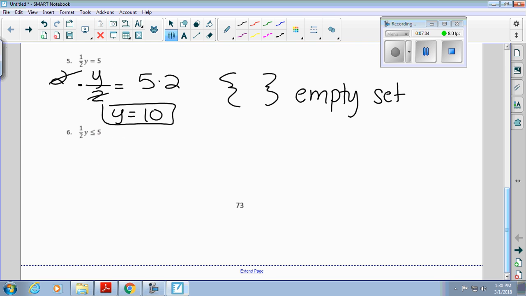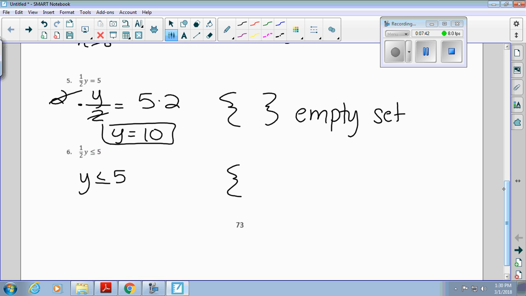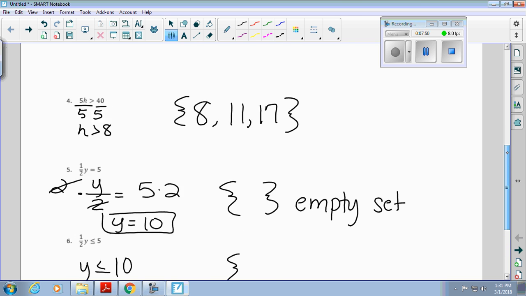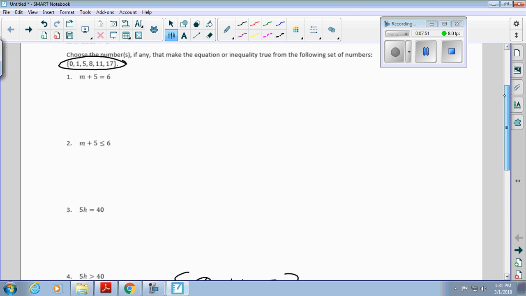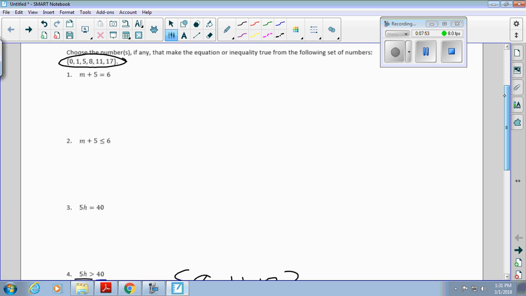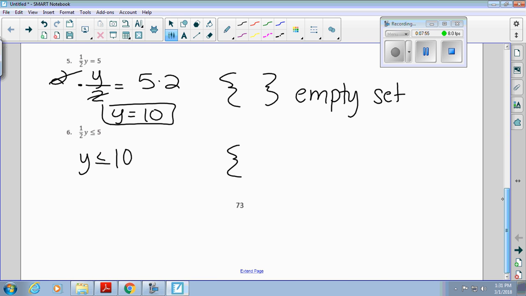Same thing here, you would get y is less than or equal to 10. Strike that from the record, sorry. Numbers that are less than 10 or equal to 10 would be 0, 1, 5, and 8.